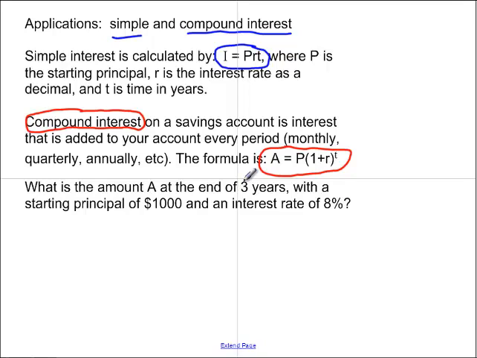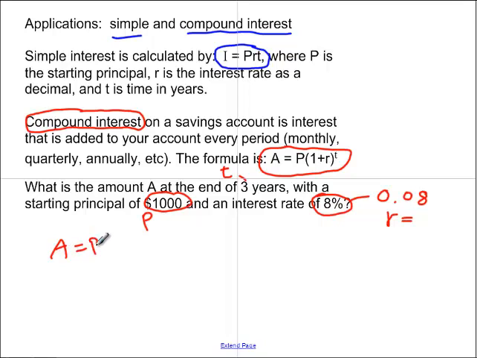So let's take a look at some of these things. The 3 years is going to be our T time, because T has to be in years. $1,000 is going to be our starting principal, so there's our P, and 8% is our interest rate, but remember the interest rate has to be in decimal form, so this is going to be 0.08. So we're going to try and evaluate this formula using all these variables.